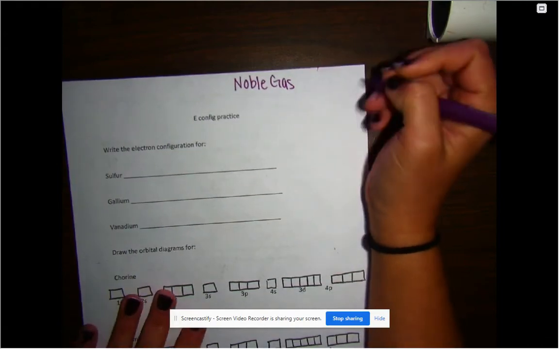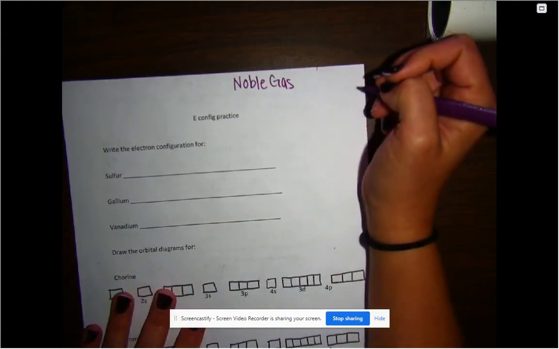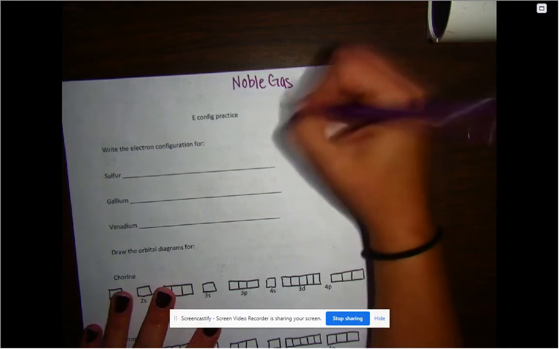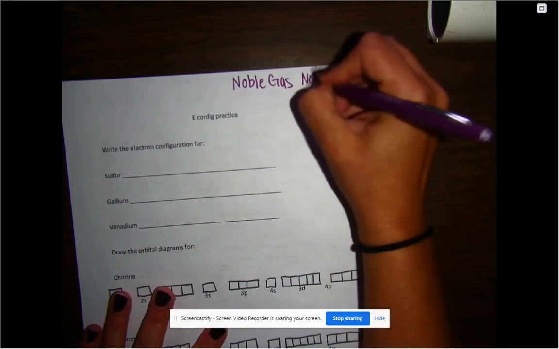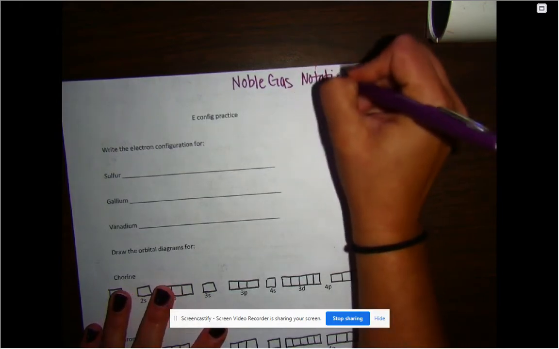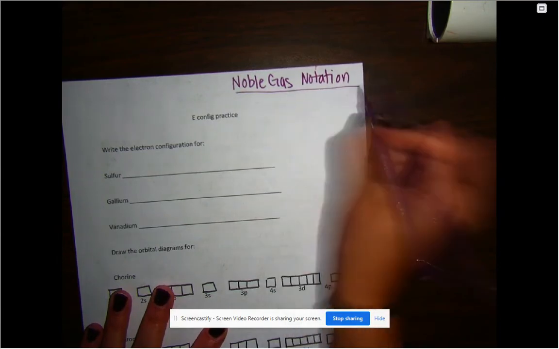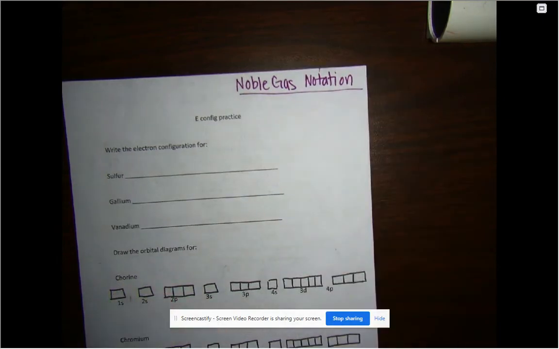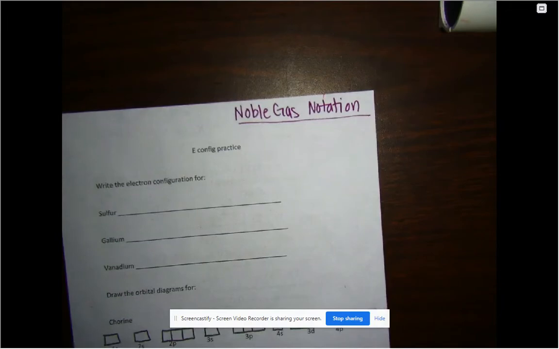Yay! You guys get to learn the summary thing because you guys have done so well up to this point with electron configuration. You deserve it. So noble gas notation. I promise it'll be your favorite. You're never going to want to go back. But I'm going to force you to. I'm sorry.